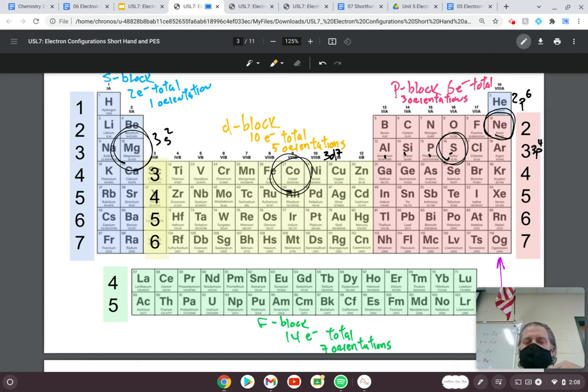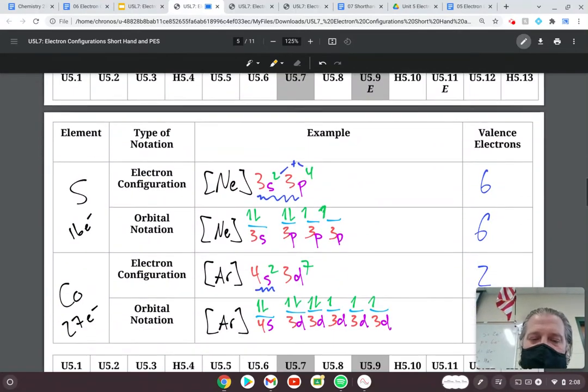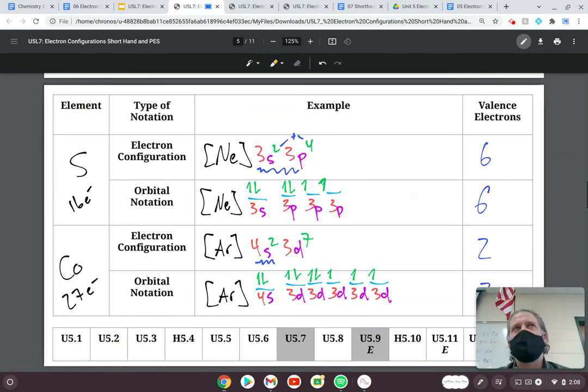I see that the noble gas in the row directly above it is argon, and I see that argon would end 3p6. So when I put argon in brackets, I know that I'm ending with 3p6. What comes after 3p6 is 4s, and I can fill that with 4s2. After 4s comes the 3d shape, and the 3d shape has 7 electrons in it, so it's 3d7.